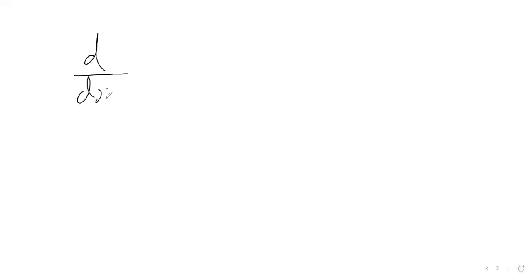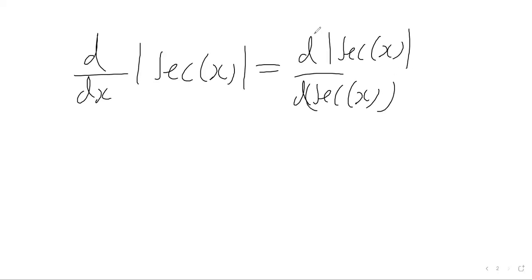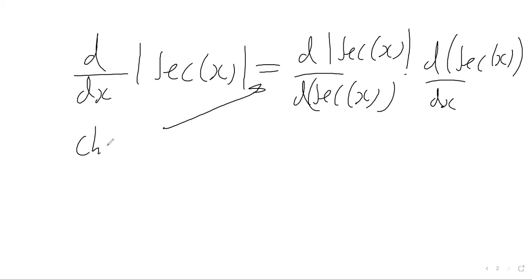If we differentiate this function, modulus of sec of x, this is the same as differentiating the modulus of sec of x with respect to sec of x, and then multiplying this by the derivative of sec of x with respect to the variable x. And this is just an application of the chain rule formula.